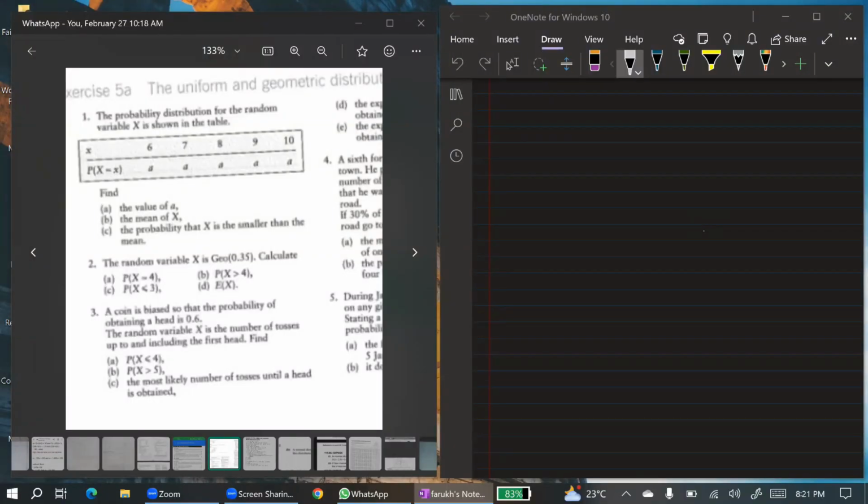Today we will learn about the geometric distribution. Before starting the geometric distribution, we will recall the concepts of binomial distribution.